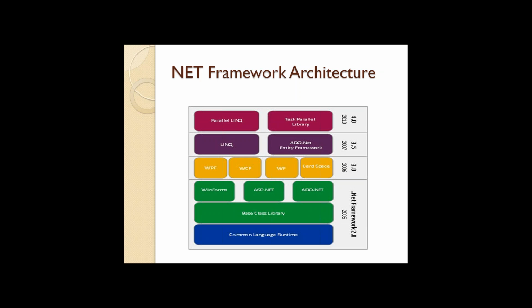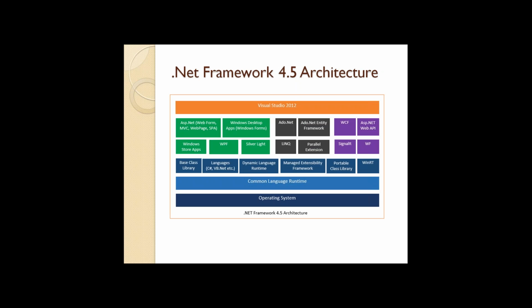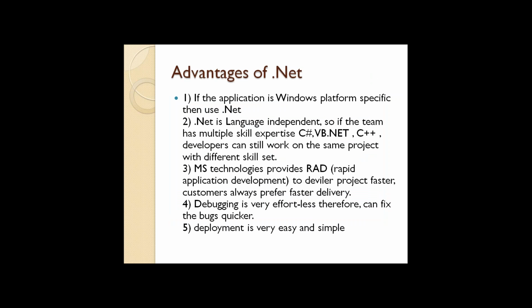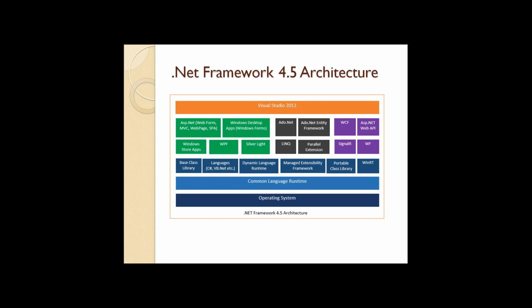These are the .NET Framework architectures from 2.0 to 4.0, and this is the 4.5 architecture. You can see and understand easily. There is the base class library, the VB.NET language, dynamic languages, and some important ones like the portable class library and WinRT. ASP.NET Web API is the new one, and ADO.NET is the old one. MVC, web pages, and SPAs are some of the new concepts in the 4.5 architecture. So you can easily understand this. So this is the .NET Framework from the first slide to here.